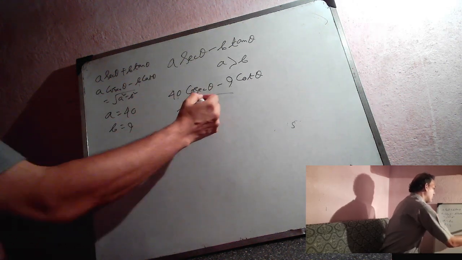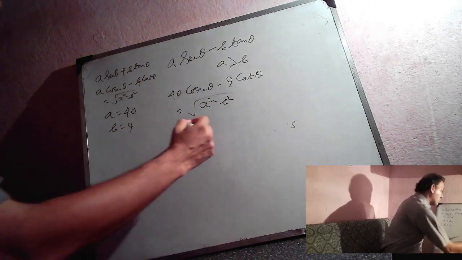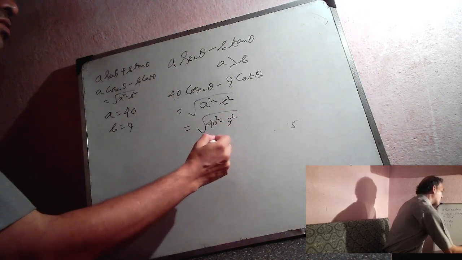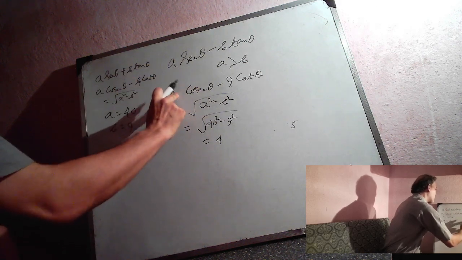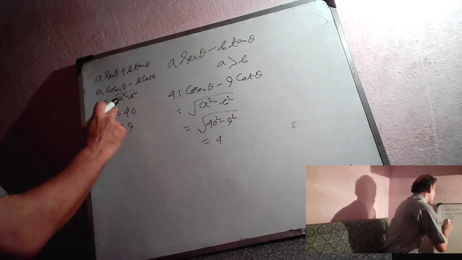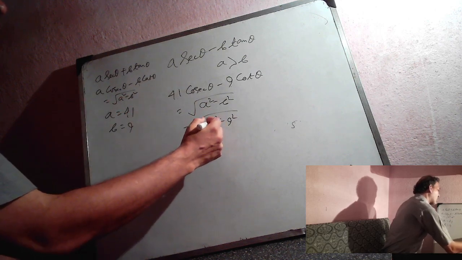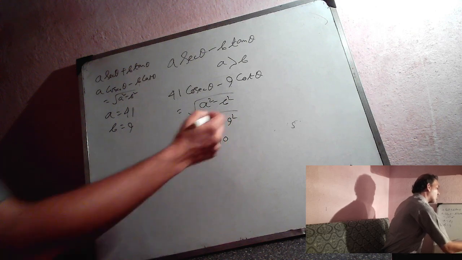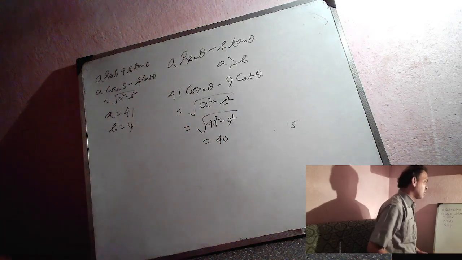Put the minimum value as under root a square minus b square. So a equals 40, b equals 9: 41 square is 1681, minus 81, gives 1600. Under root 1600 will be 40. So its minimum value will be 40.